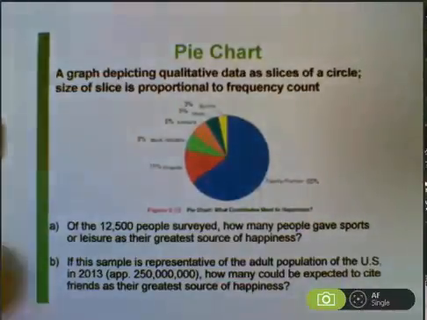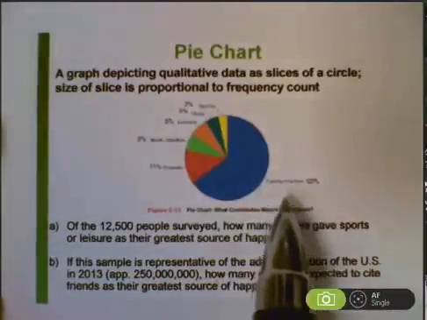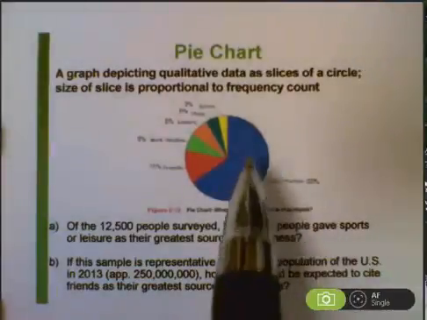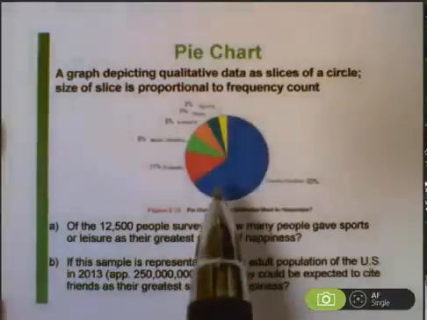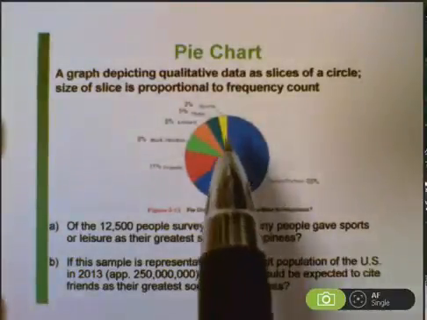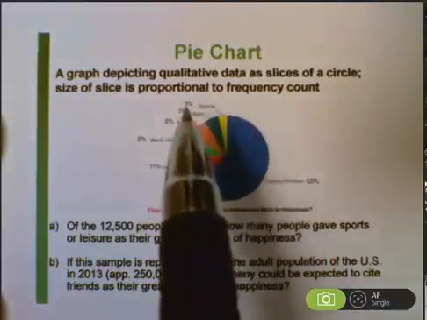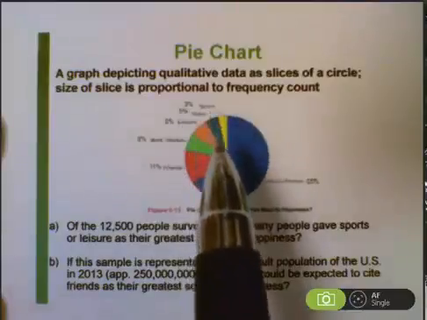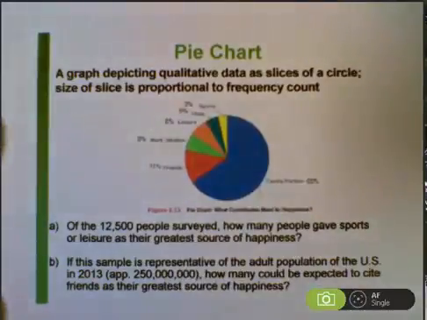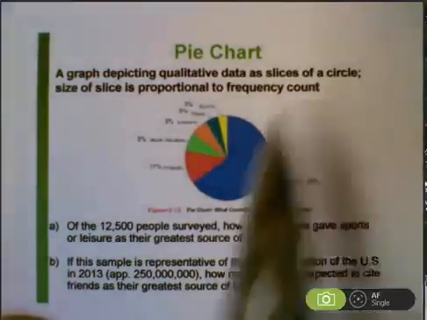This is the 12,500 people surveyed and asked, what's the greatest source of your happiness? And here again, we see that family and partner was the answer given by 65% of those surveyed, over half of those surveyed. And the smallest slice of that pie was sports. Only 3% of people said sports gave them more happiness than anything else. Now, in the homework, you have to answer some questions to interpret a pie chart.